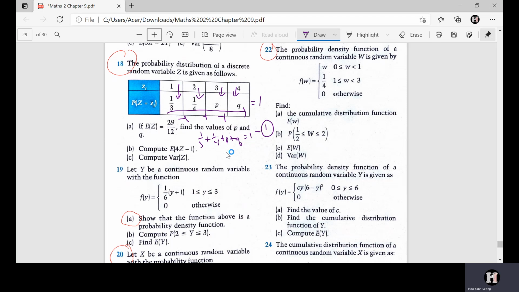Then how to find E for Z minus 1? This one is the easiest. By definition, for E of Z minus 1.